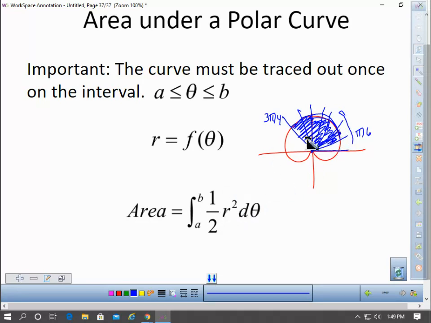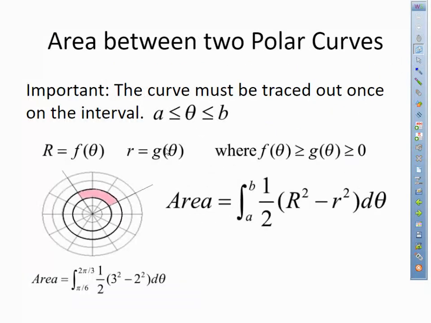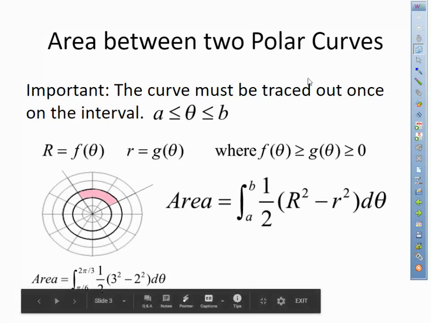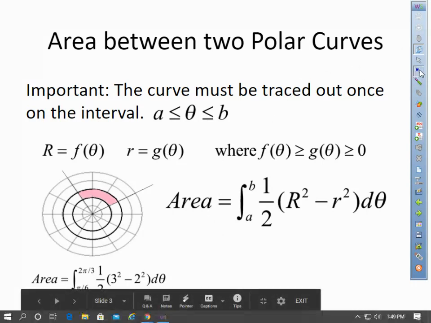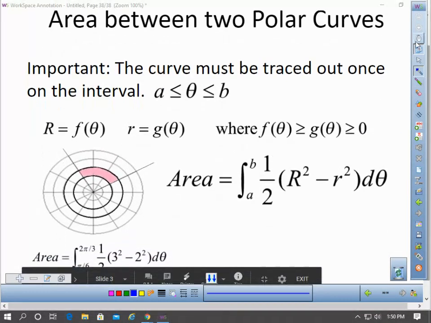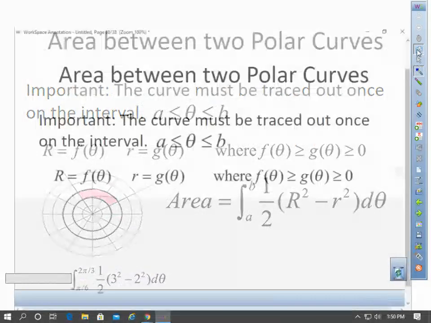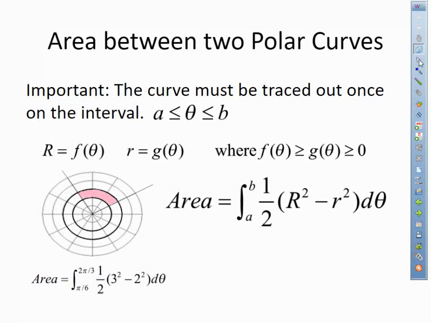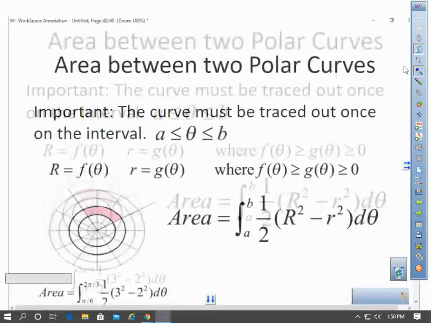So it's adding up these little teeny semicircles, or little teeny segments, 1/2 r squared as it rotates around. So what about the area between two polar curves? Between polar curves, it's going to be just like when we did discs and washers last time. You have to do the outer function minus the inner function.